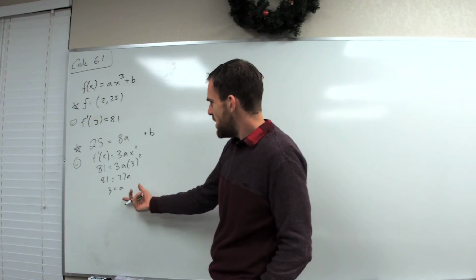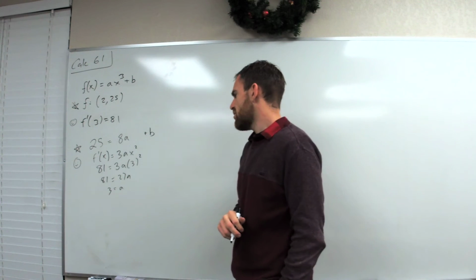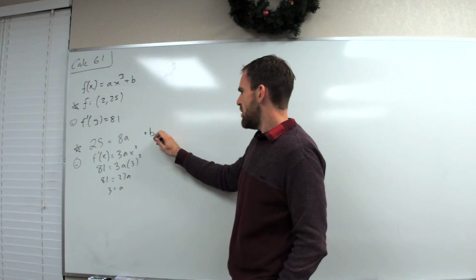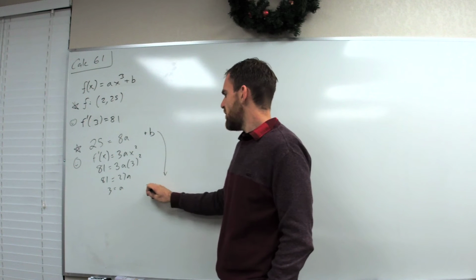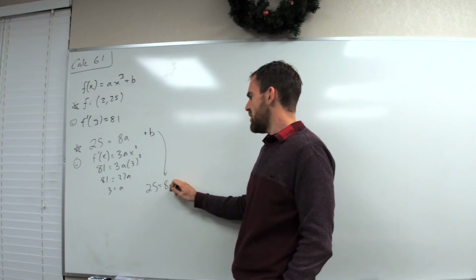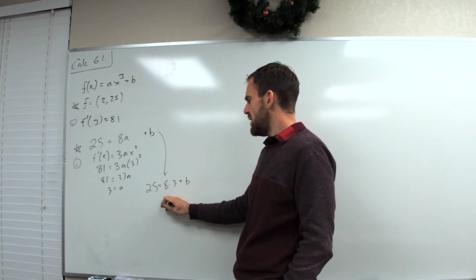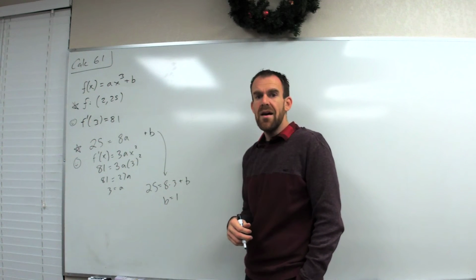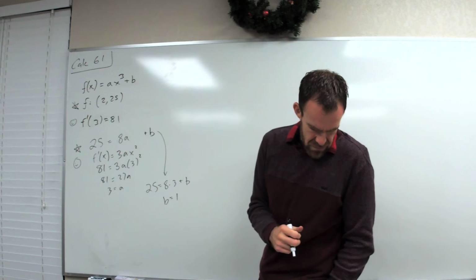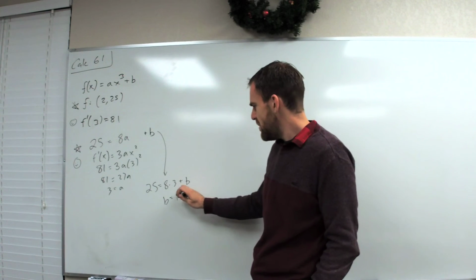With that piece of information, I can plug it back into the star equation and find that b: 25 equals 8 times 3 plus b, so b equals 1. And now I have a and b. So they wanted us to find a and b. We're done.